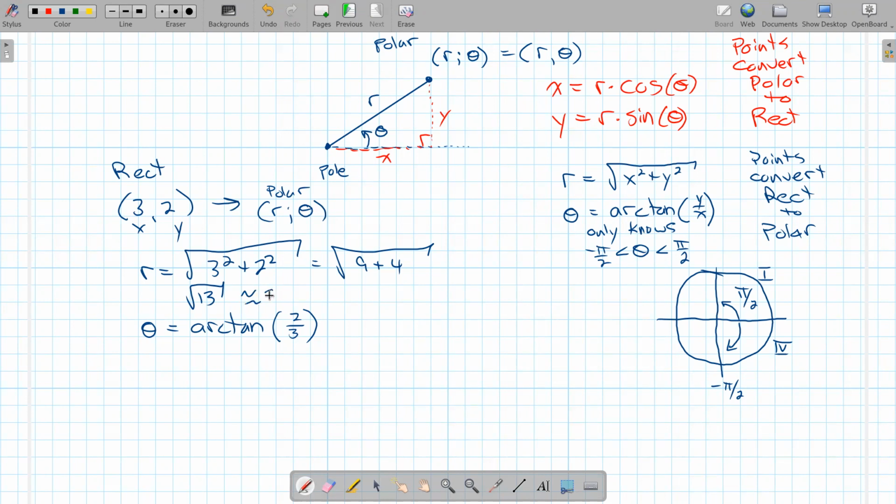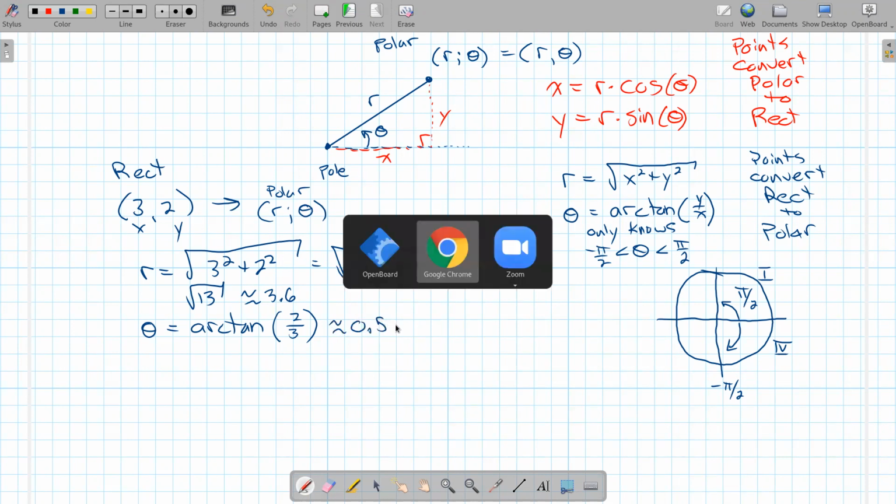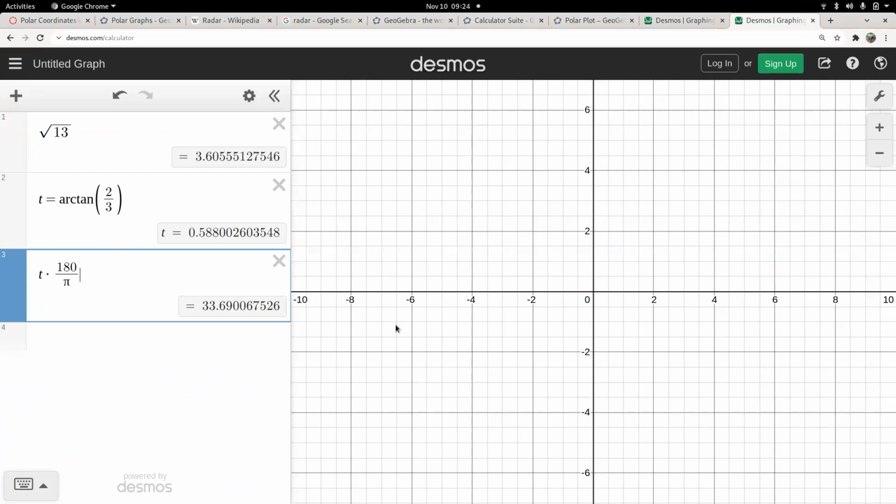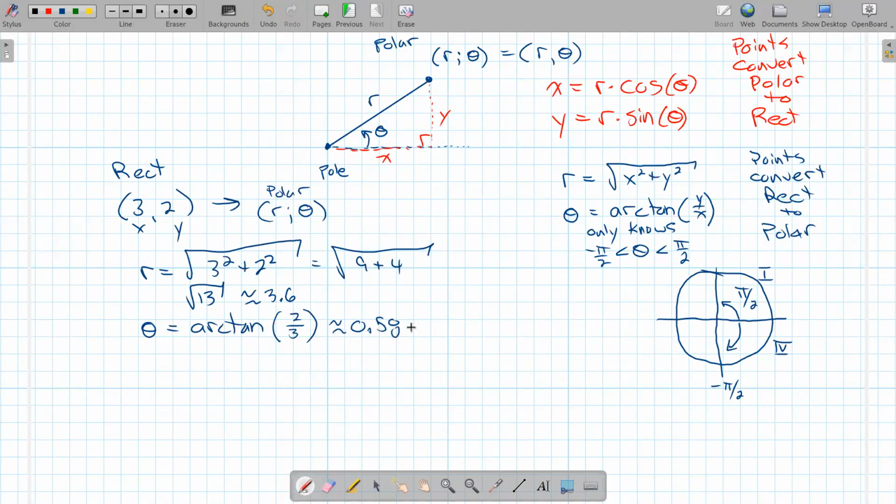So I have this radius is about 3.6, and then I have this angle is about 0.588, or 33.7 degrees. And if you check out my picture here, I tried to draw that. If I say this right here is 1, 2, 3, and that's 1, 2, then that right there is my point 3, 2. And then this angle right here should be about 33.7 degrees, and that seems reasonable. It's definitely less than 45, right? So if I draw a 45-degree angle in here, it would be right there. So that's 45, that's 33.7-ish.